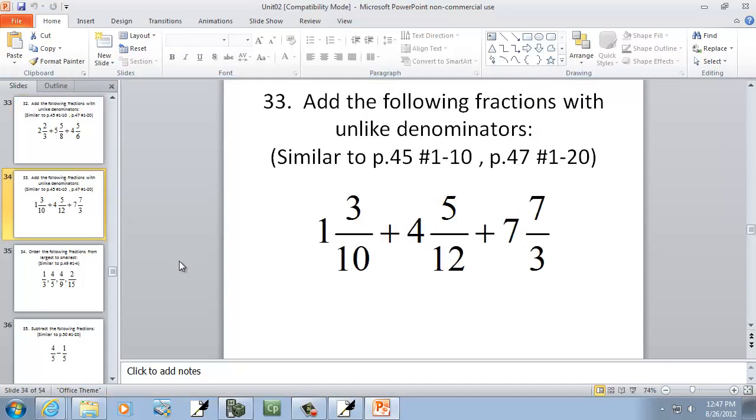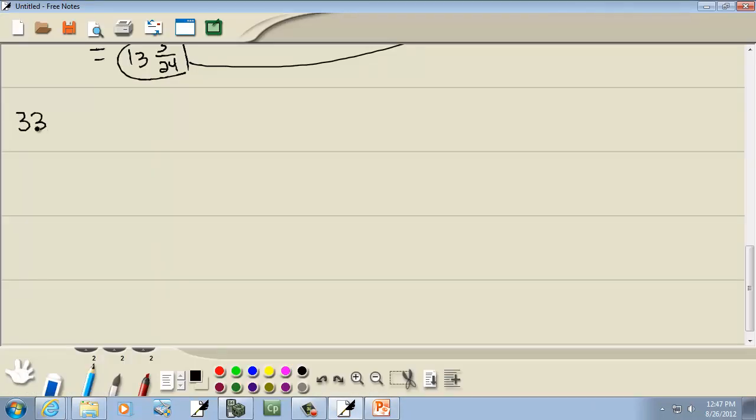Let's take a look at one more of those. I'm not sure if this one actually has one that carries, but we'll see. Yeah, it does, because I see 7/3 there. Okay, so we got 33. And I think I have room. So 1 and 3/10 plus 4 and 5/12 plus 7 and 7/3.